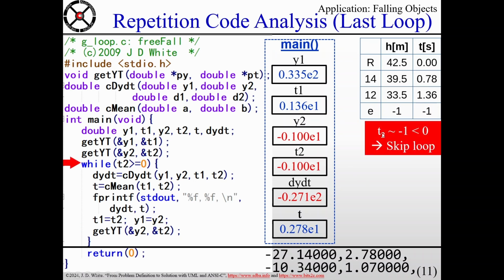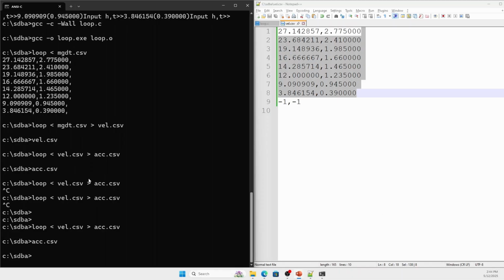I come to the while loop. T2 is now -1, which is less than 0. This condition is no longer true. Condition is false or 0. When on a false condition, it means it's going to jump out of the loop and go straight to the end of the program, which it jumps down to here and returns. And that brings us to the end of that code.